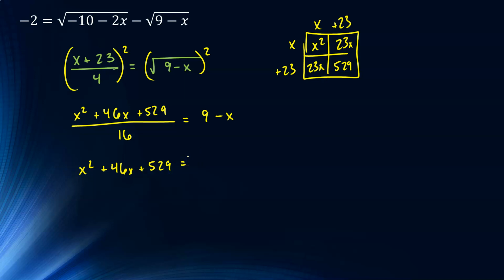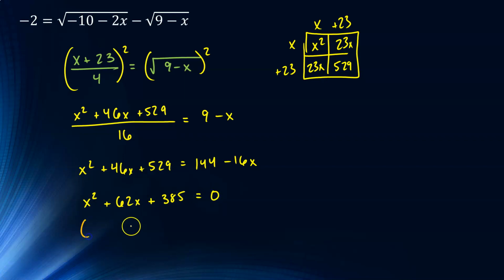And when we do that, 9 times 16 is 144 minus 16x. All right, so now what we want to do is combine like terms. So I'm going to add 16x to both sides. So we would have x squared. 46 plus 16 would be 62, so that'll be 62x. Subtract 144 from both sides. So 529 minus 144 would be 385. And we got that equal to 0.